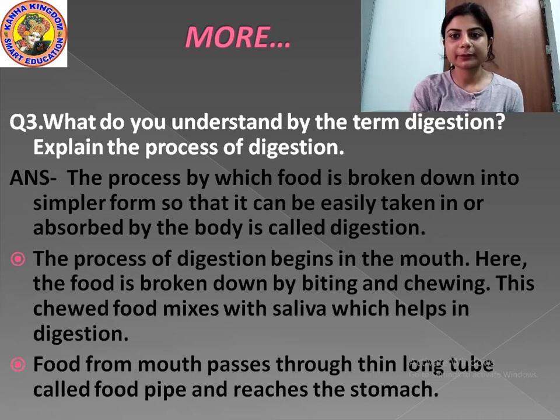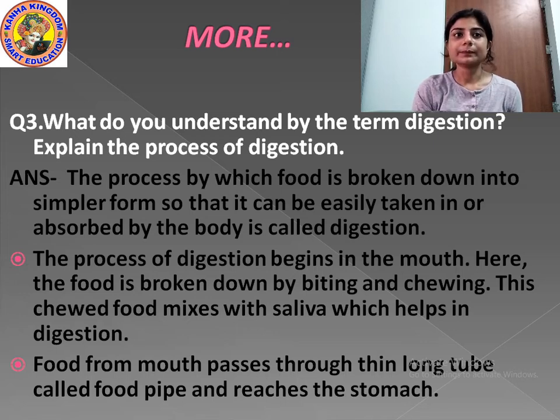Now question number 3. What do you understand by the term digestion? Explain the process of digestion. The answer is the process by which food is broken down into simpler form so that it can be easily taken in or absorbed by the body is called digestion. Okay, what is digestion? The process by which food is broken down into simpler form so that it can be easily taken in or absorbed by the body is called digestion.